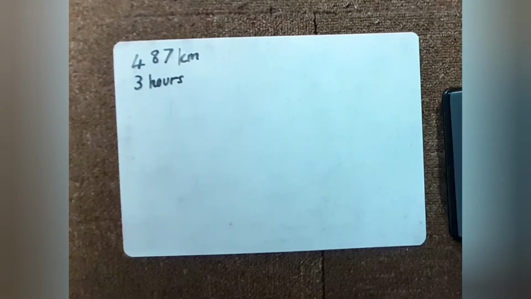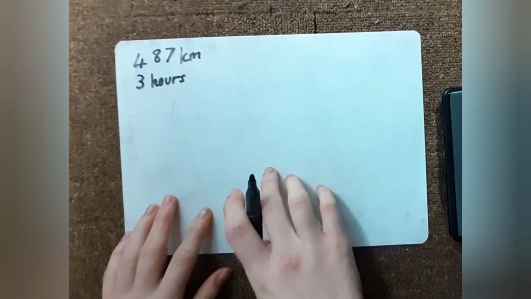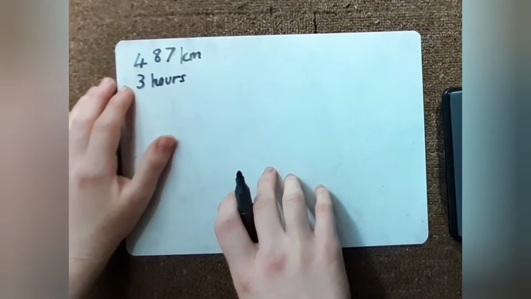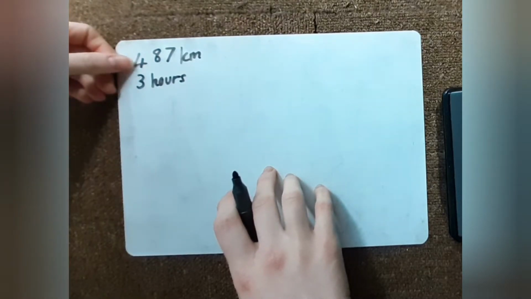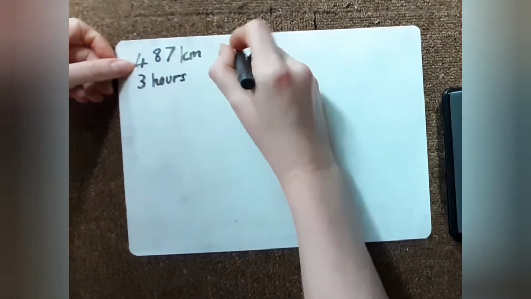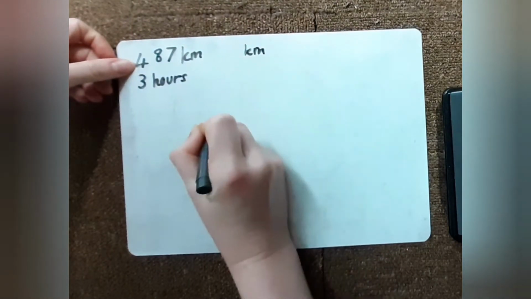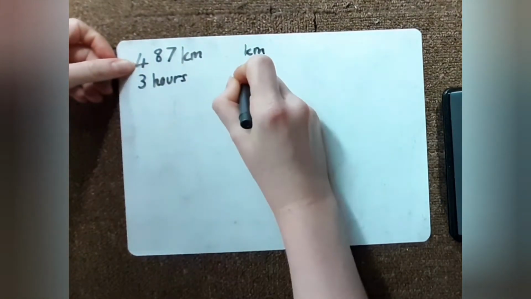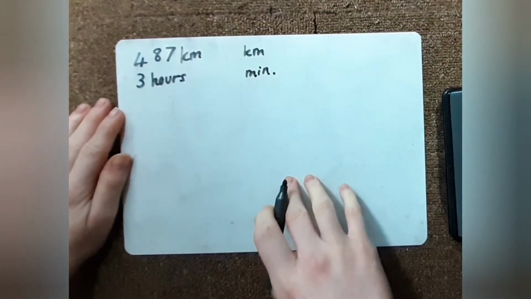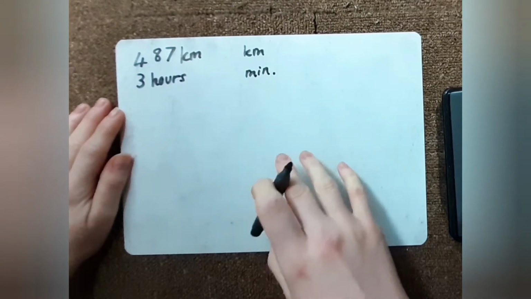Hi there. So I'm back again with another question about bounds and suitable degrees of accuracy. So the question now is that a high-speed train travels a distance of 487 kilometres in 3 hours. The distance is measured to the nearest kilometre and the time is measured to the nearest minute. So by considering bounds, we need to work out the average speed to a suitable degree of accuracy.